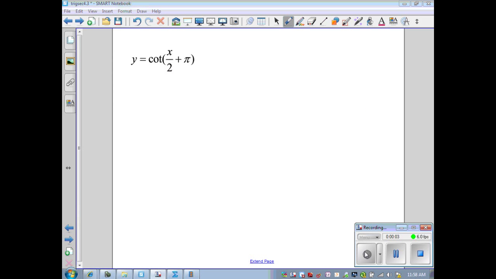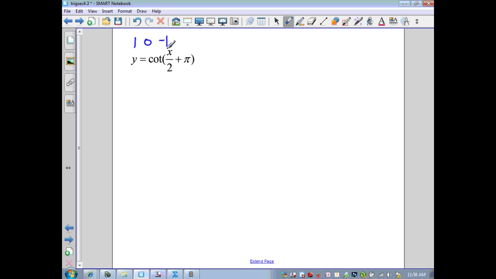Our next example, y equals cotangent of x over 2 plus pi. First of all, our value for a in front of our function is 1. Therefore, our key points being used are going to be 1, 0, negative 1 for cotangent. Then I need to find my period. But recall, when I need to find my period, the coefficient of my x needs to be a positive 1. Here it is a half. So what I need to do is to factor the function to get that value to be 1. So I'm going to factor out a 1/2.